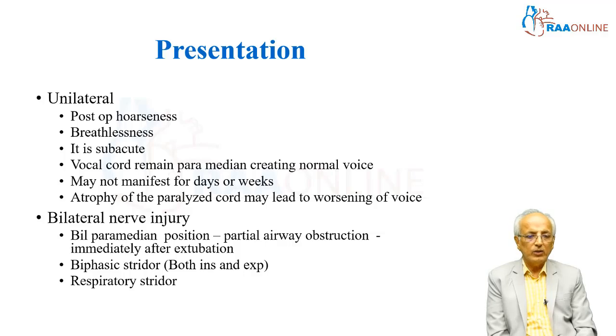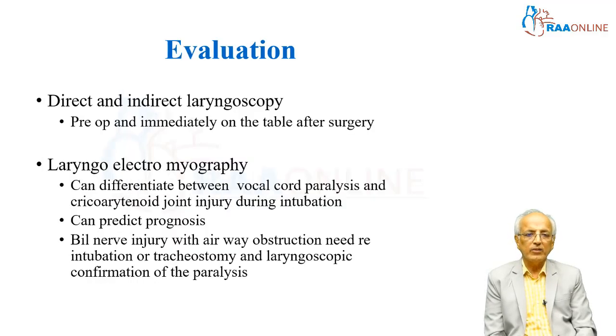Now, bilateral nerve injury, bilateral paramedian position, partial airway obstruction, and it needs immediate intubation. Now, biphasic stridor. Stridor is a noise which is heard on inspiration. If both the vocal cords are paralyzed, you have a stridor both on inspiration and expiration, and that is a very classical feature of bilateral nerve injury.